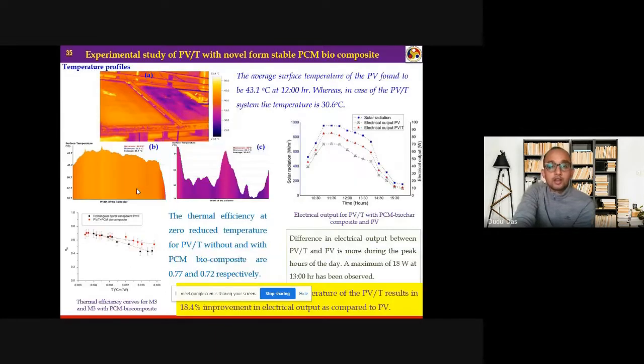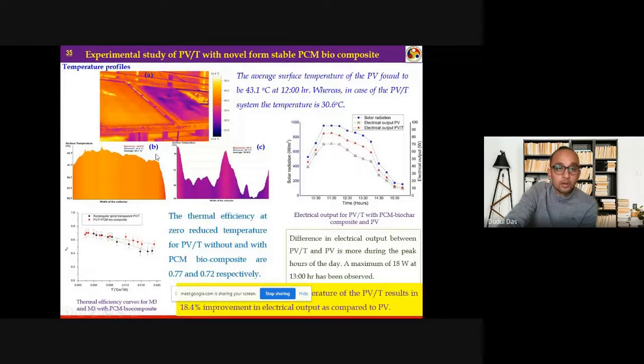Then we tried to find out how this PVT with novel form-stable PCM biocomposite behaves under real-time conditions. This thermal imaging is showing how effective this system, PVT with PCM biocomposites, is. The left-hand side collector is without any modification. This is normal PV, and the right-hand side is the PVT collector with PCM biocomposite. The red shows higher temperature, and the blue or purple shows lower temperature.